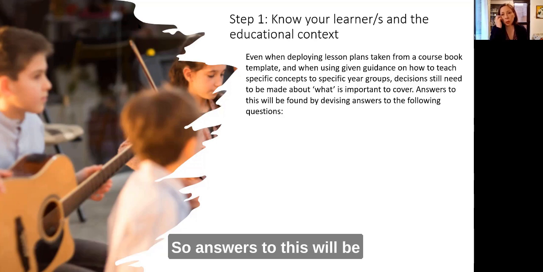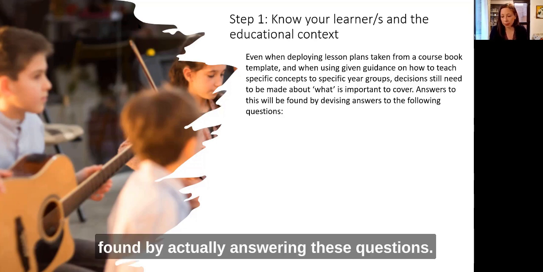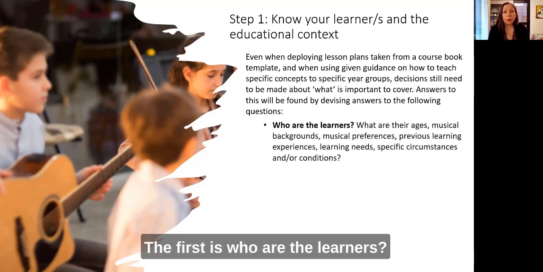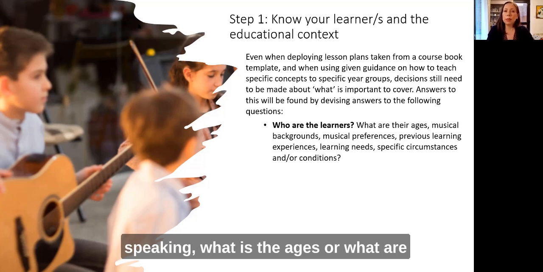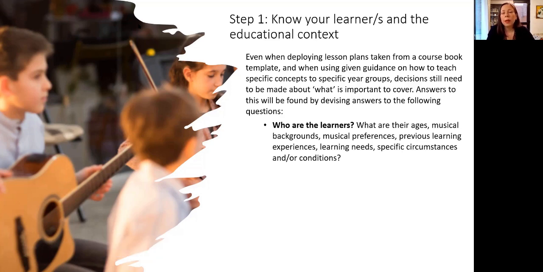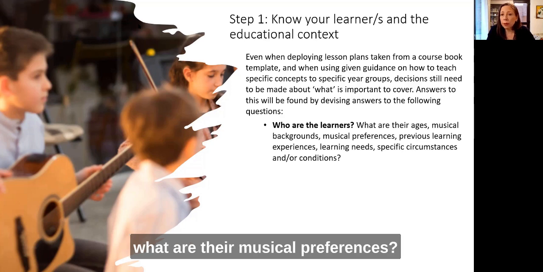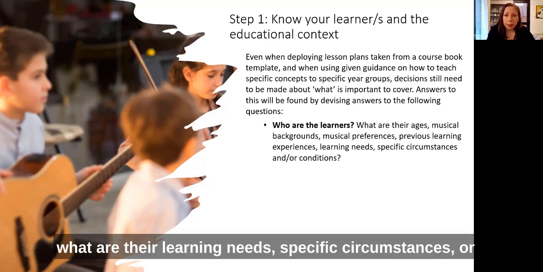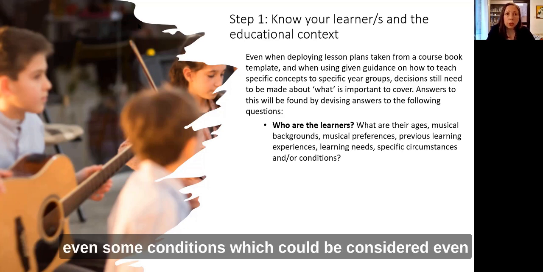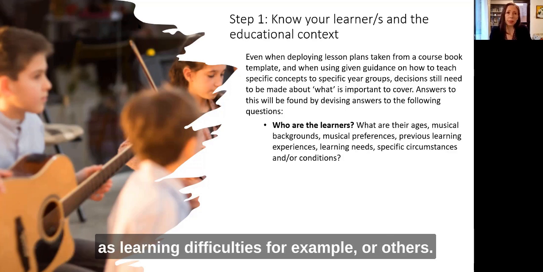So answers to this will be found by actually answering these questions. The first is, who are the learners? And of course, you want to know, generally speaking, what is the age, or what are the ages of these children or young people? What are their musical backgrounds? What are their musical preferences? What previous music learning experiences have they had? What are their learning needs? Specific circumstances, or even some conditions which could be considered even as learning difficulties, for example, or others.